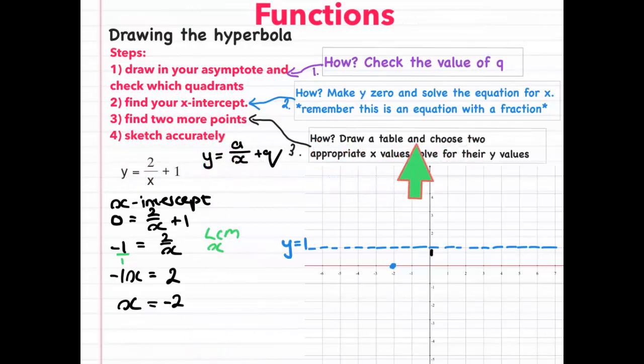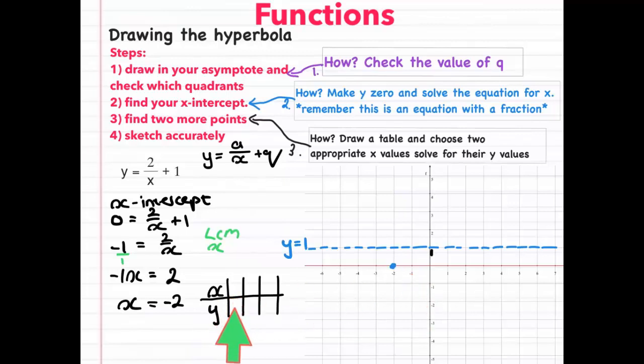We draw a table and choose 2 appropriate x values or 3 appropriate x values and solve for their y values. And that is what I'm going to do. So I'm going to draw a table. I'm going to say this is my x and that's my y. And then I'm just going to choose my x values, maybe around 3 of them for now, okay, because I really want to draw this accurately. So let's choose an x, for example, minus 1.